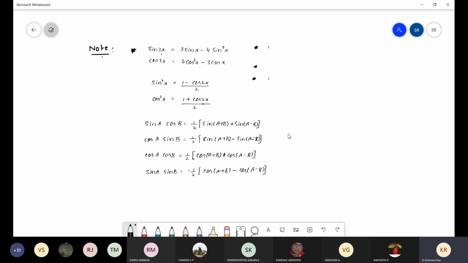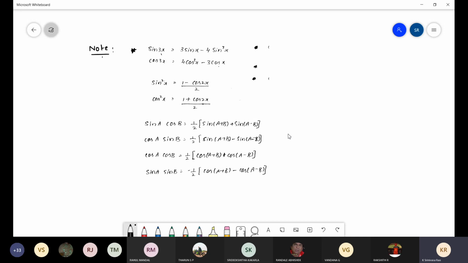Just take down as a note: sine 3x. If you remember sine 3x, you can write cos 3x. The sine 3x formula is 3 sine x minus 4 sine cube x. Cos 3x is just the reverse of this: sine replaced by cos, so 4 cos cube x comes first, minus 3 cos x comes second. Interchange the terms and replace sine with cos. Both formulas are required to reduce degree 3 to degree 1.